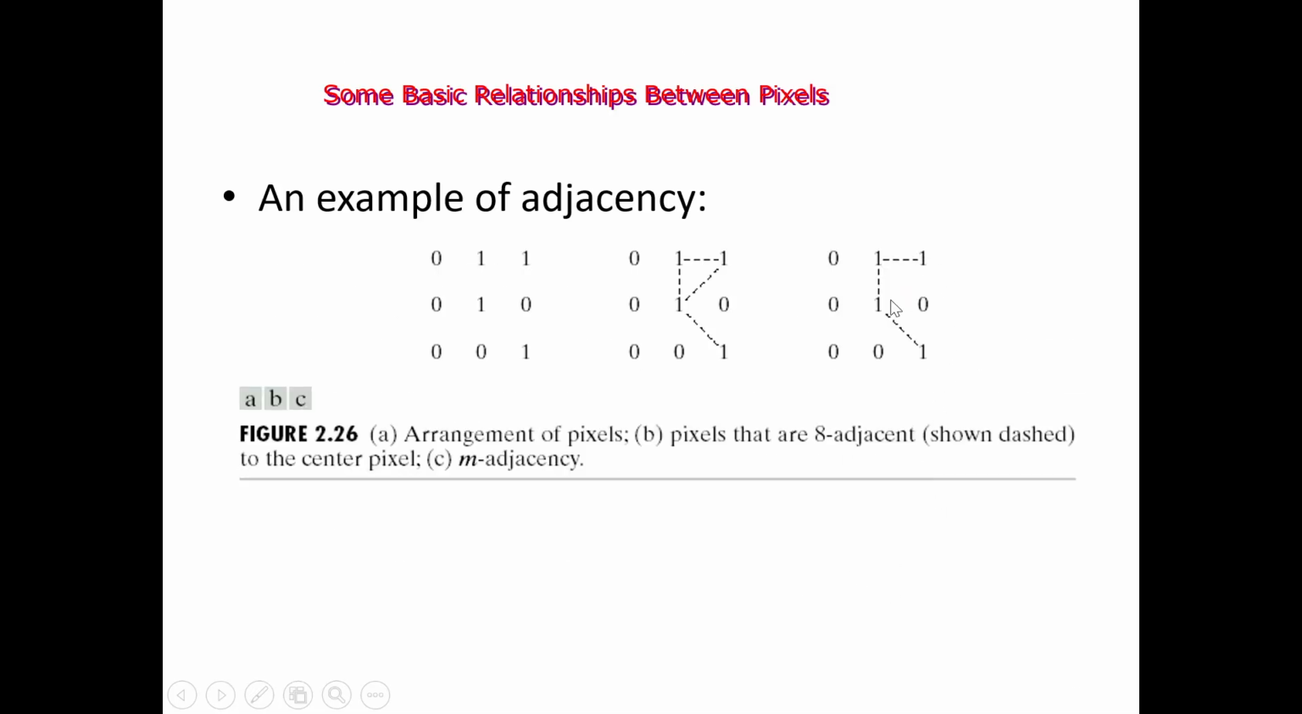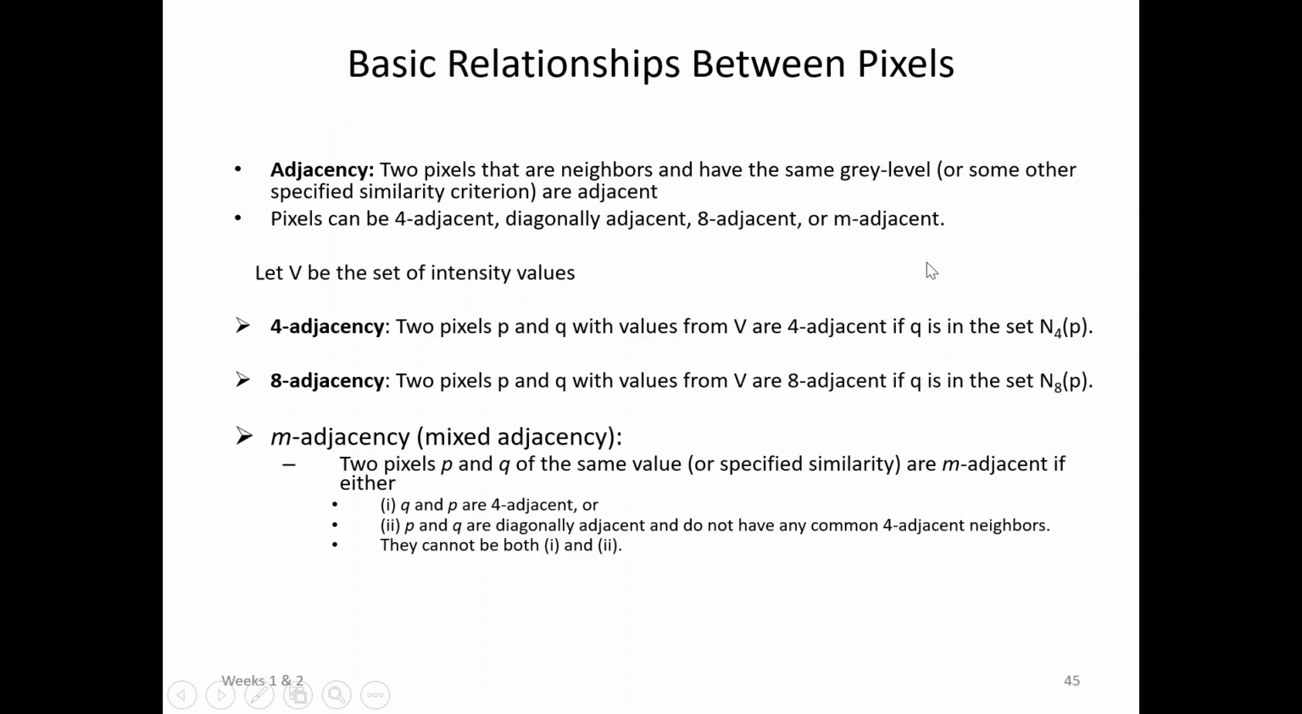So we can see here in M adjacency case, this one can be connected with this, yes, because it's following the first condition, N4P, 4 neighborhood pixel. This one can be connected with this, yes, because it again follows the N4P condition, the 4 neighborhood concept. This one cannot be connected with this one according to the M adjacency condition. What is the second condition? Do not have any common four adjacent neighbors.